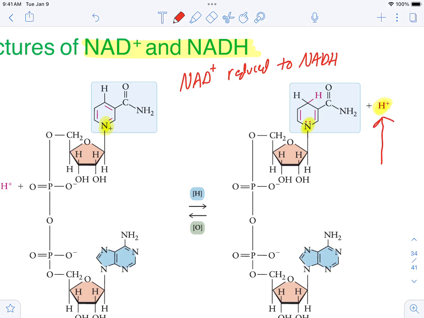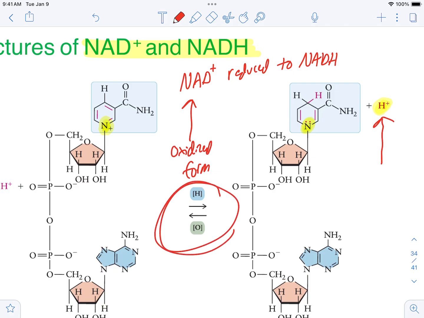Your oxidized form is your NAD plus. If you would go in reverse, they're both here, depending which way you go. And then your reduced form is NADH. You can see that the nitrogen had a positive charge here with 4 bonds coming from it, a double and 2 singles. And over here, it only has 3 bonds with a lone pair on it.